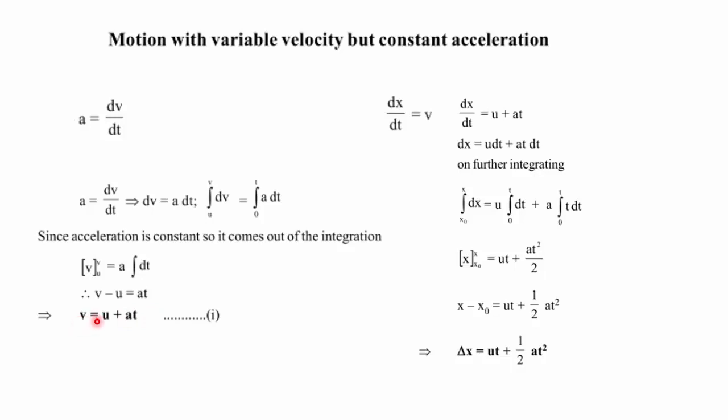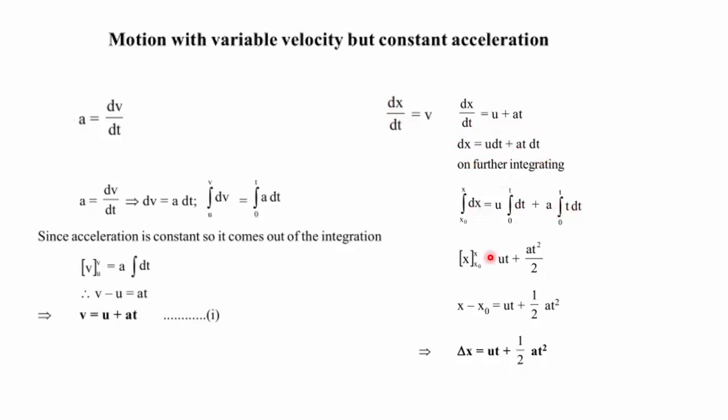Here v is the final velocity, u is the initial velocity, a is the acceleration, and t is the time. So this is a very important equation of motion, v equal to u plus at. Now there's another equation which we are going to derive in this way. We define the velocity as dx by dt, where x is the change in position. So now if I substitute the value of dx by dt in this v, the equation looks like this.